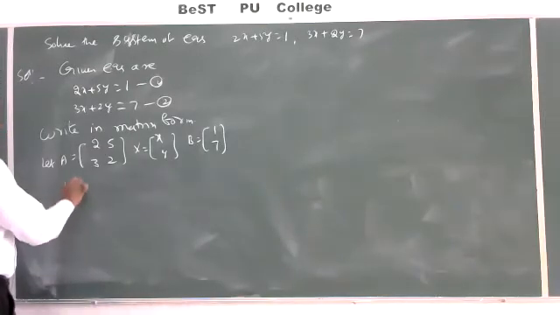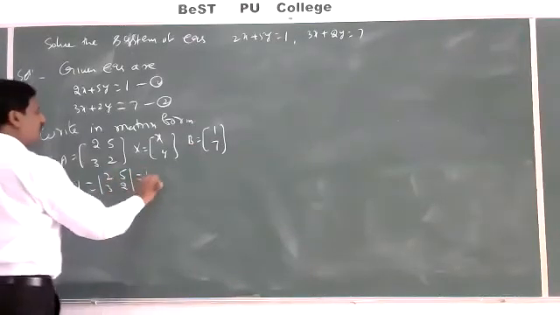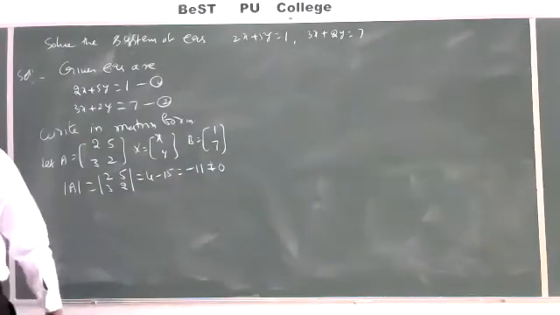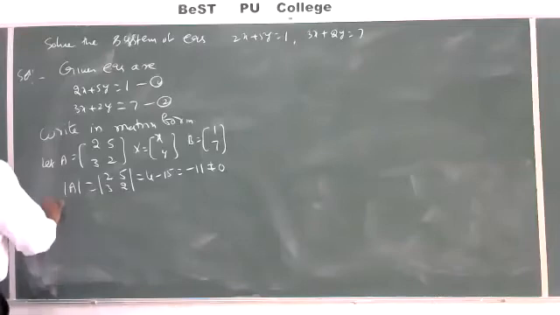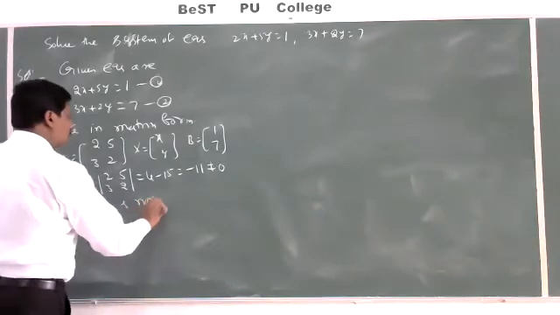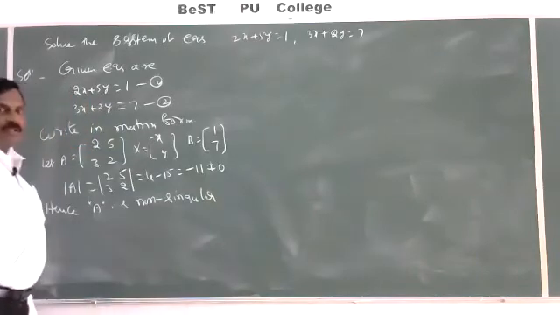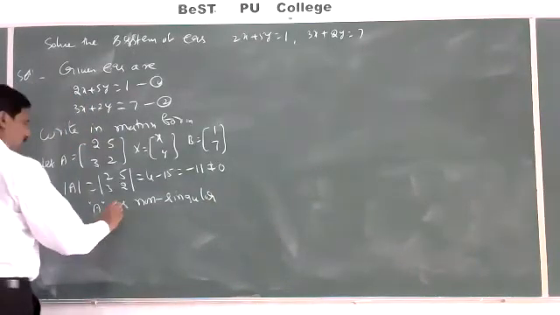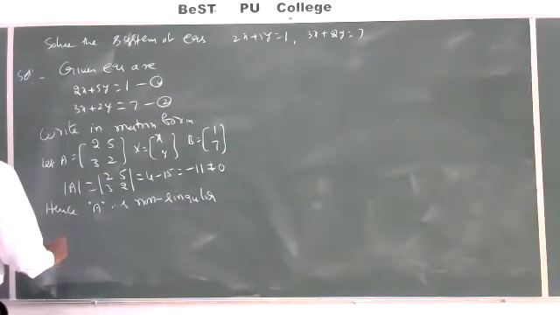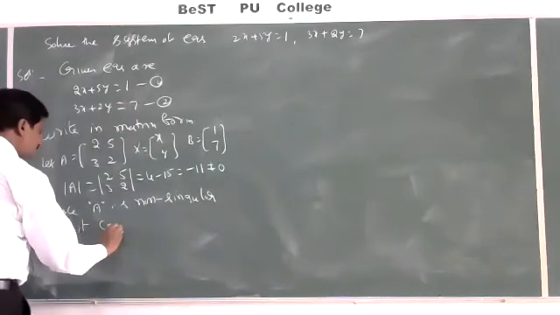Now det A equal to determinant of 2, 5, 3, 2, that is 4 minus 15, that equals minus 11, which is not equal to 0. Hence A is non-singular. The solution of the system of equations is unique. It contains a unique solution.